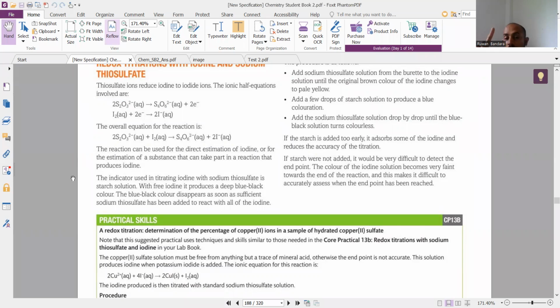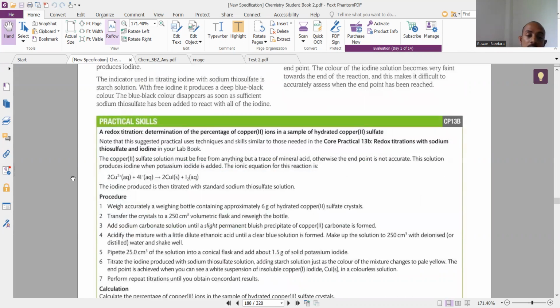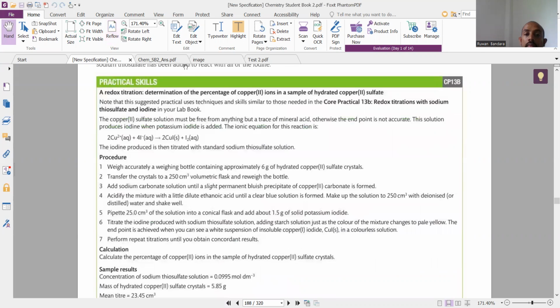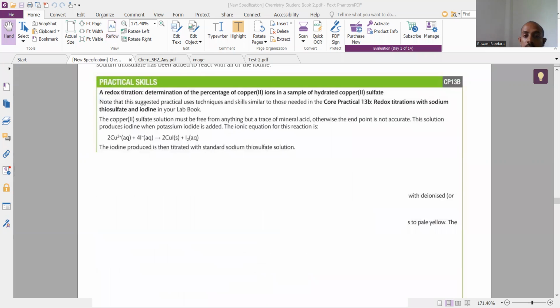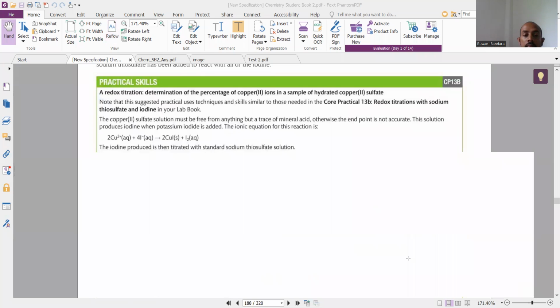First type of titration: determine the percentage of copper in a sample.